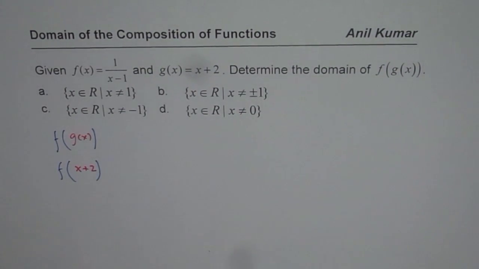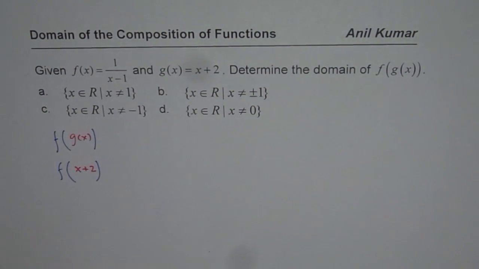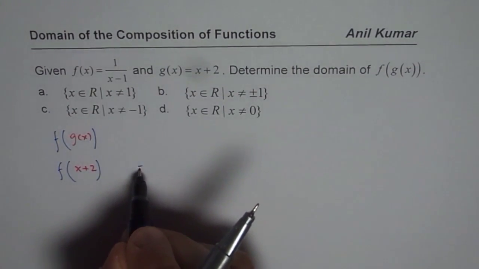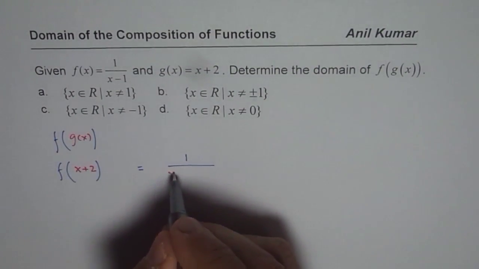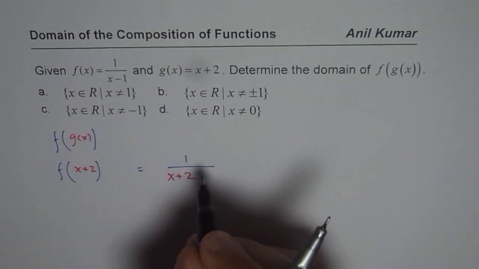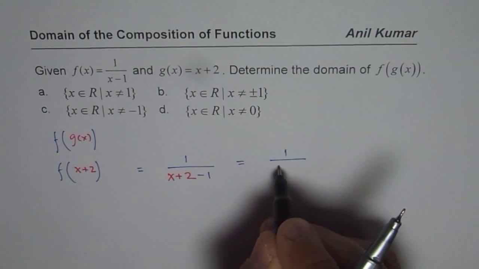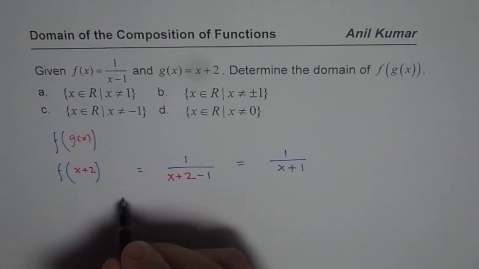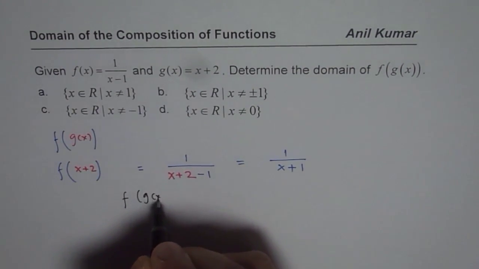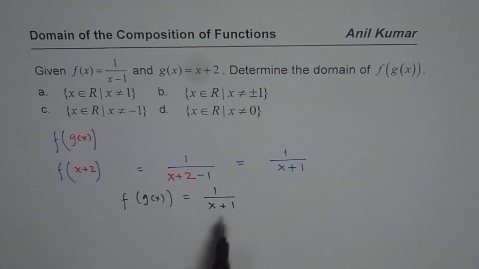Now if I substitute x plus 2 for x in f of x, then what do I get? So I get this as equal to 1 over, so I'm substituting x plus 2 in here, right? So we have x plus 2 and we already have minus 1 there. So that is equal to 1 over, what we get here is x plus 1. So this is the function which is f of g of x. So what you get here is f of g of x equals 1 over x plus 1. Now that is your function.